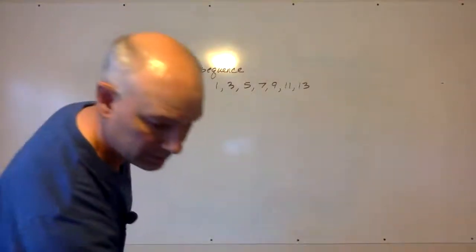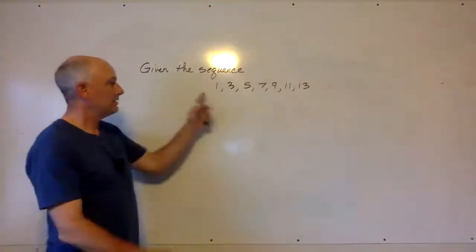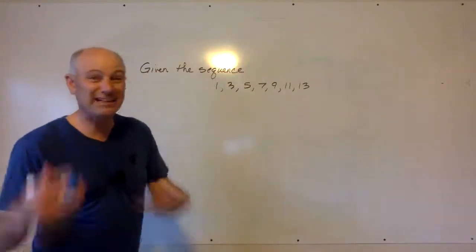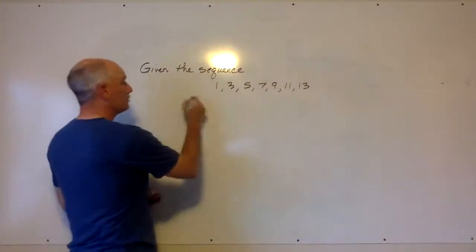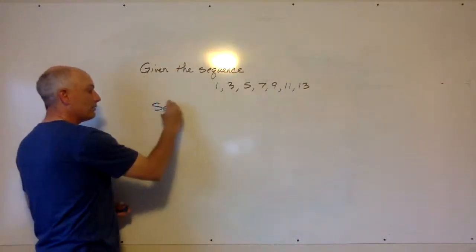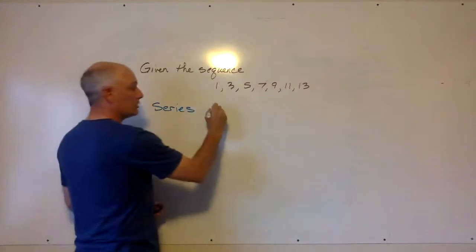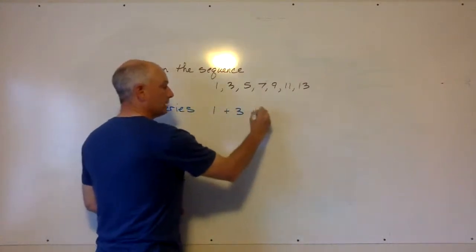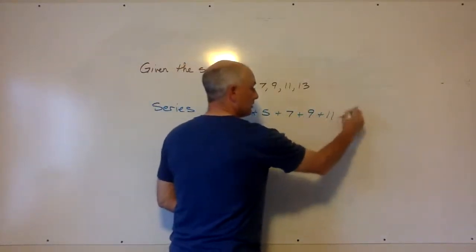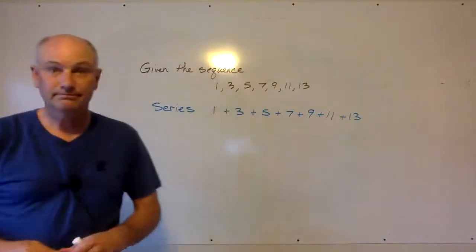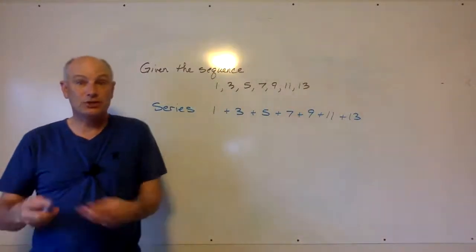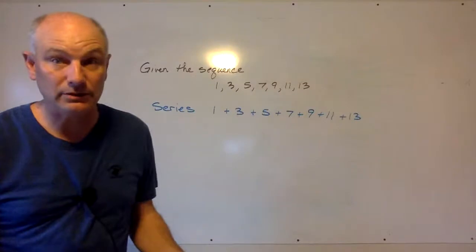So what is a series? Well, a series is just taking the terms of a sequence and adding them, maybe subtracting them depending on what they do with it. So in other words, if I'm given the sequence 1, 3, 5, 7, 9, 11, 13, the series that would match to this would be just 1 plus 3 plus 5 plus 7 plus 9 plus 11 plus 13. You're adding the terms of a sequence. So a series is just an addition of the terms of a sequence.